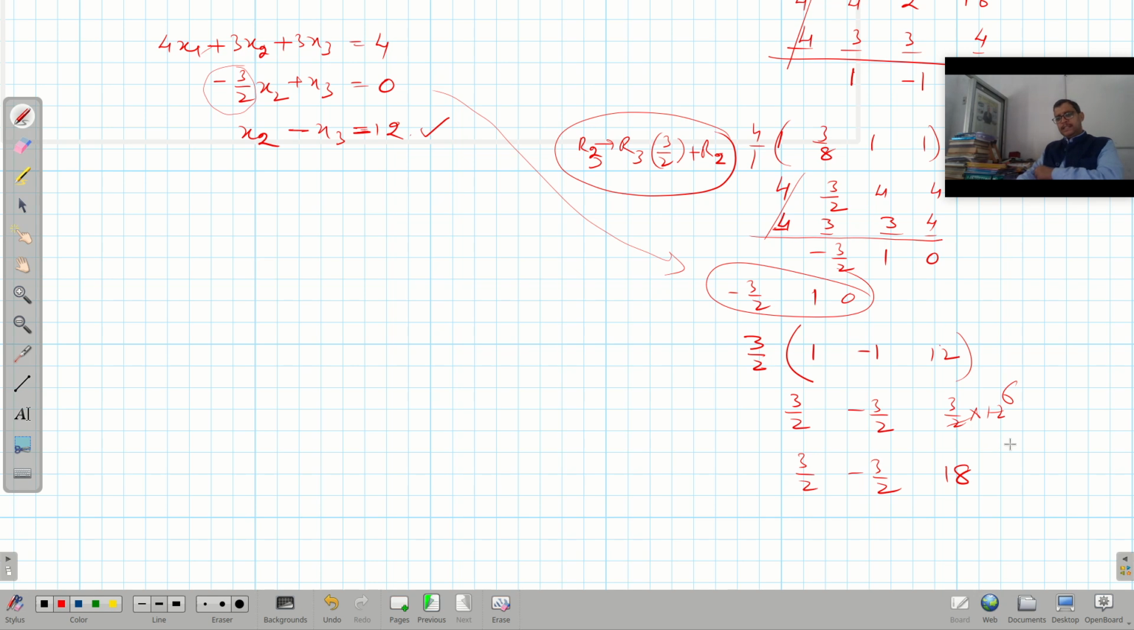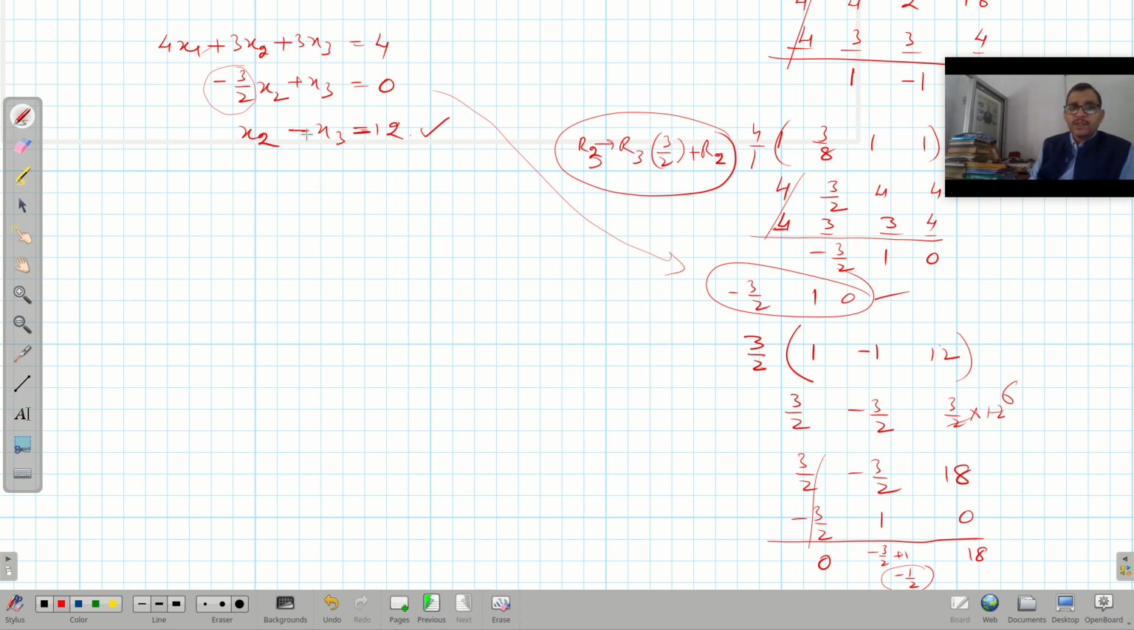Yeah, it is 18. Then we have to add this to it. So it is minus 3 by 2 plus 1, and it is 0. So what we are getting, it will cancel out with it. So it is 0. It is 3 by 2 minus 1, 3 by 2 plus 1 minus 3 by 2 plus 1, and here it is 18. So it is minus 1 by 2. Yeah, minus 1 by 2.